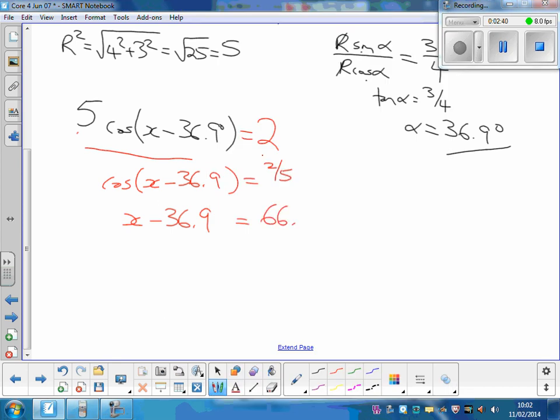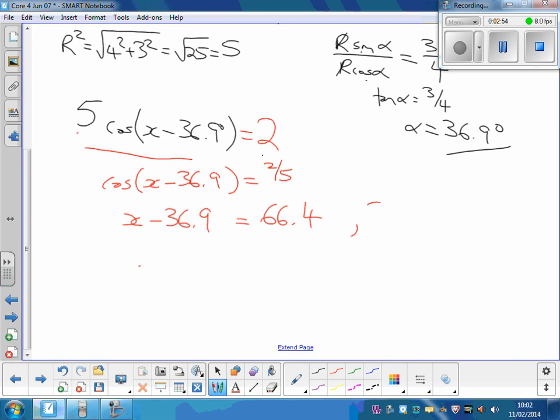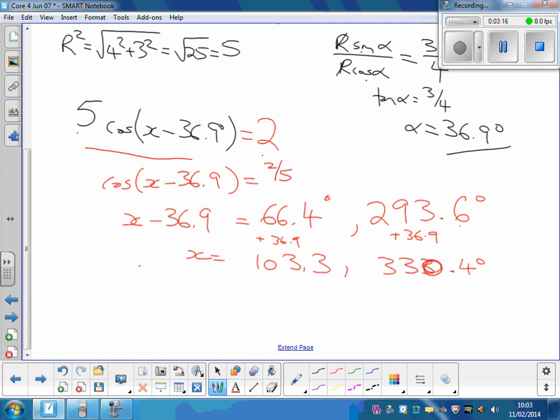But remember, as soon as we do an inverse cos, we always get a second answer as well. The second answer of cos is 360 minus the answer. So we've got 293.6 degrees. I do that slowly there because, remember, we've now got to add the 36.9 to each of these. But we do this after we've worked out all the different possibilities. And so this answer here is 103.3, and this one here 330.4. Make sure you get all your different answers at the moment you do the inverse trig.